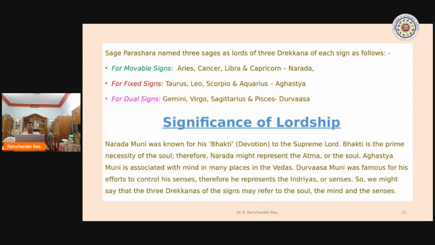Sage Parasara named three sages as lord of three drekkanas of each sign as follows. For movable signs, Aries, Cancer, Libra and Capricorn, it is Narada. For fixed signs, Taurus, Leo, Scorpio and Aquarius, it is Agastya. For dual signs, Gemini, Virgo, Sagittarius and Pisces, it is Durvasa.